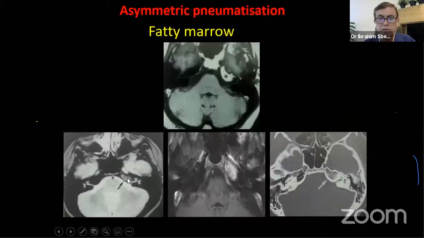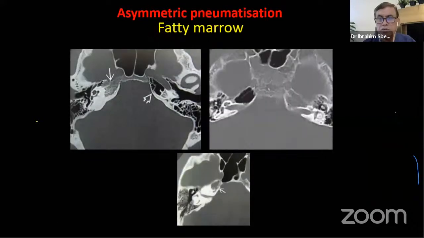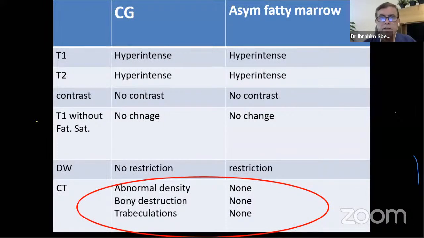Again, similar pictures. One may ask, how can I differentiate between this and that? They look the same. I will show you how we can differentiate. I put here the cholesterol granuloma, and this is the asymmetrical bone marrow. In some features, they are the same. Hyperintense in T1, hyperintense in T2, they don't take contrast. There's no change with the fat saturation. So they look the same, but look here.